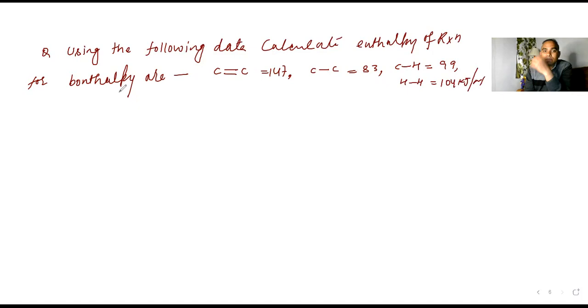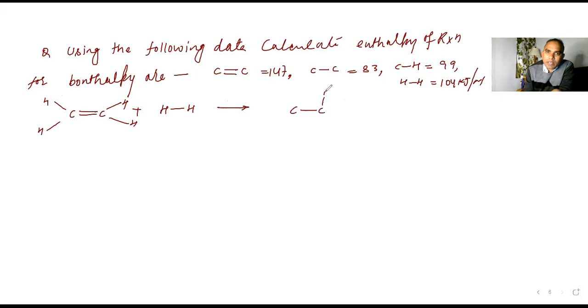So we have to calculate, the equation they have given. C double bond C, here is H, here is H, this is H, and this is H. Then again H single bond H. It is going to give this one, C single bond C, here is H, H, here is H, here is going to be H, this is H, this is H. So reactant minus product we have to do.